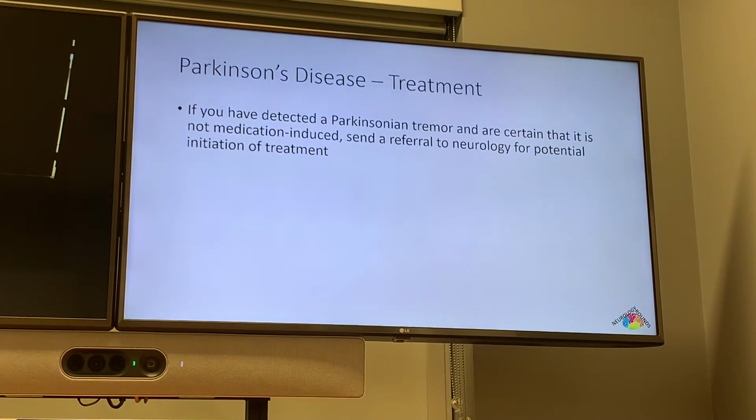As for treatments, if you're pretty sure that your patient has no drug-related cause for their Parkinsonism, it's pretty safe to refer them to neurology.